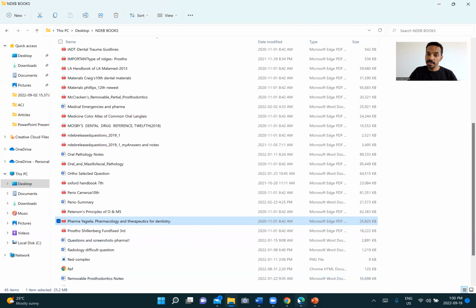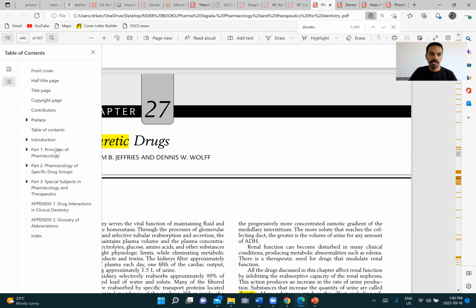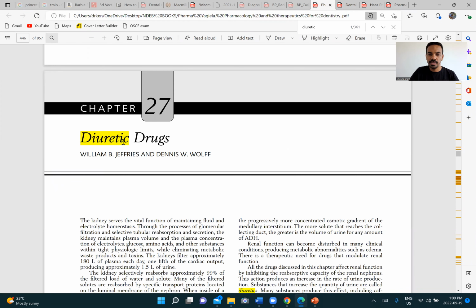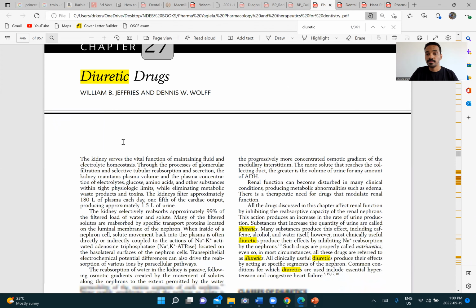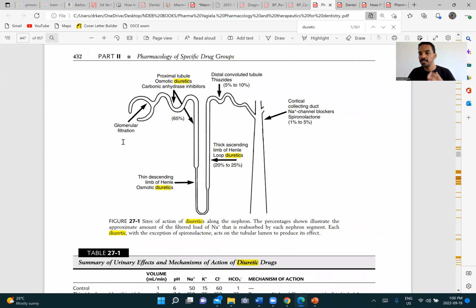So I would open the reference, and then I can type into the search here, diuretics. Then I will get the diuretics drugs, or I can also look into the list of content or the table of contents here. After seeing this, and after going to the reference in the book, then you want to find the answer for your specific question.